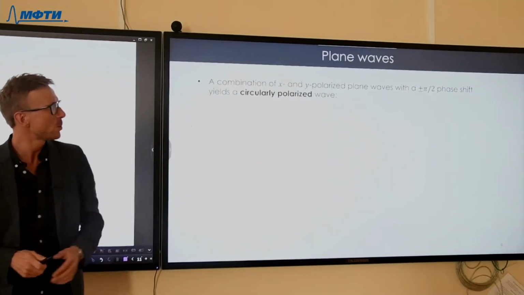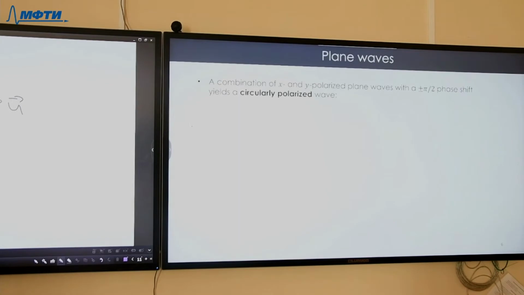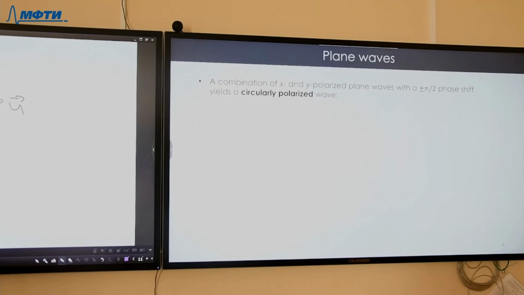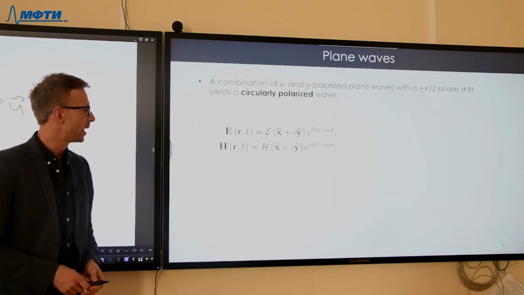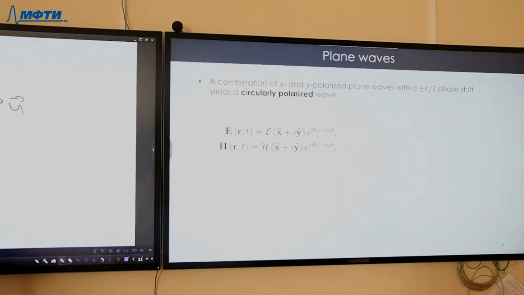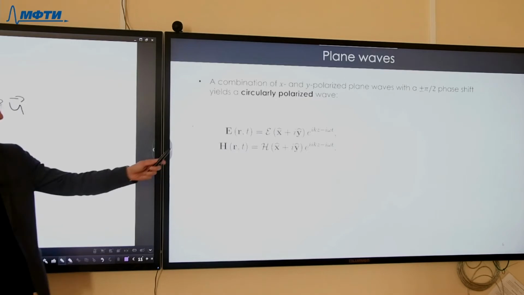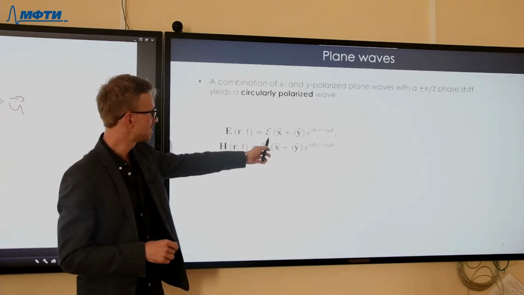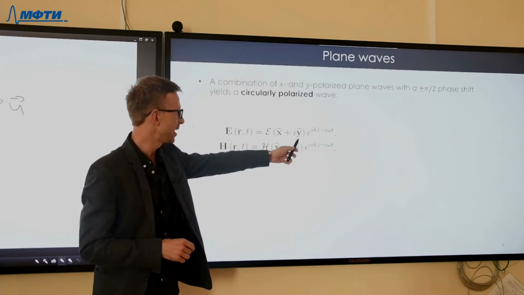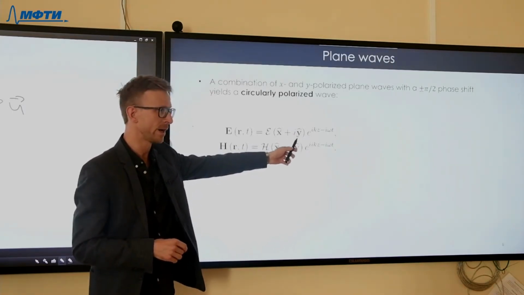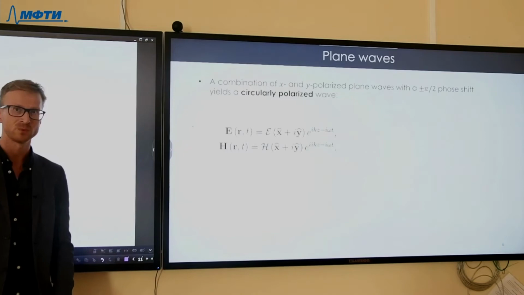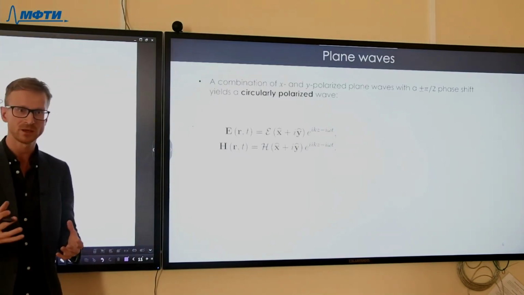Okay, so now we can use a couple of linearly polarized plane waves to construct more complicated field distributions. For example, a circularly polarized wave. We can use an x and a y polarized plane wave propagating in the same direction along the z-axis, and we can add these two waves together with a different phase factor. For example, we can take an x polarized wave, take a y polarized wave multiplied by i, which is equivalent to a plus or minus pi over 2 phase delay, and add them together.